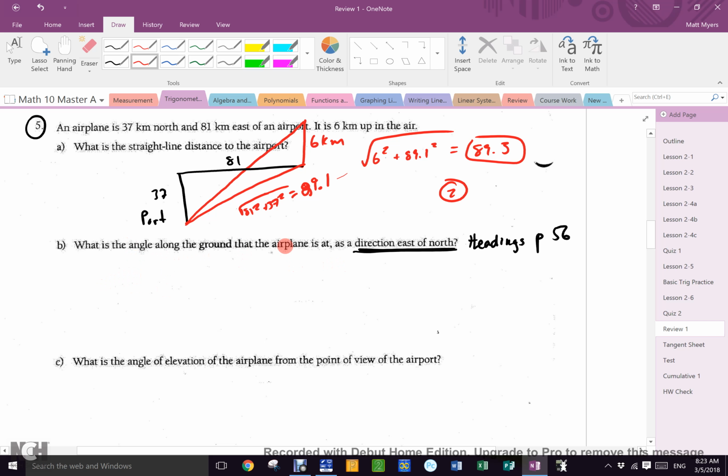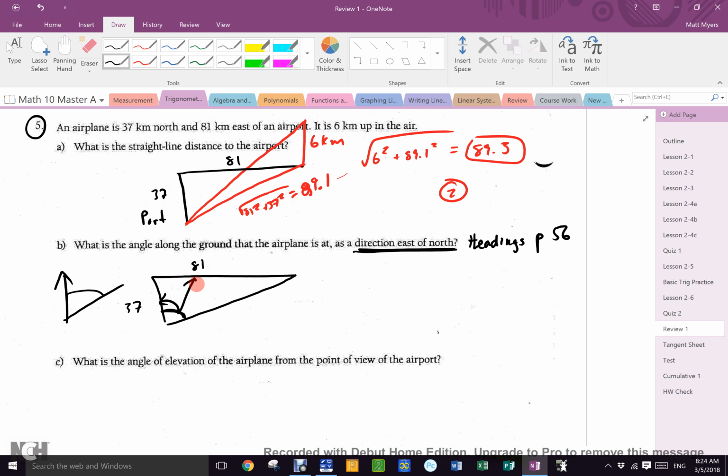The angle along the ground where the airplane is. So I need the angle along the ground as a direction east of north. I'm going to go back to my triangle that I drew on the ground, which was 37 and 81, yes? The direction east of north. Where is north? Always straight up. The plane, though, is over here towards the east, yes? So I need this angle right here. How do I find that angle? Opposite, adjacent. What uses opposite and adjacent? Tan. So I have to shift tan of 81 over 37 to get an angle.